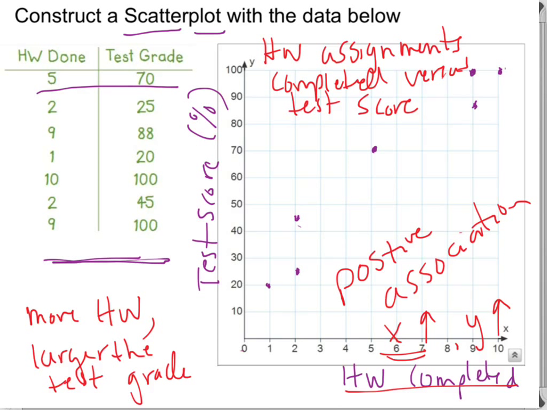So if it happens that as x increases, y increases, and also as x decreases, y also decreases, then this is called a positive association. These variables are moving in the same direction.